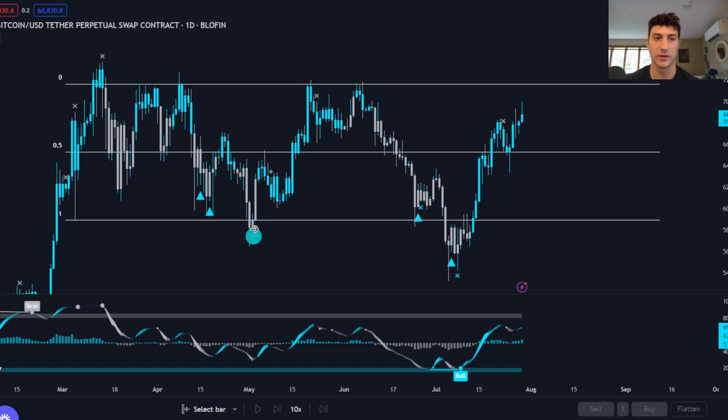I can tell without even pulling my golden pocket tool out that this bounced right from the golden pocket, and you would target those external liquidity levels as take profit. So that was a beautiful trade using the golden pocket. But again, it's just not ideal to use it in a ranging market. I like to trade mainly swing failure patterns.